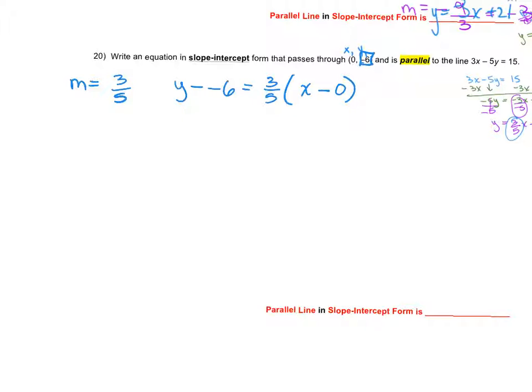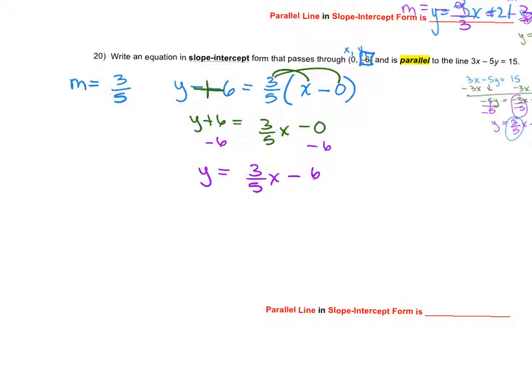Don't freak out about zeros. Remember, zeros are numbers too. Just work with them as normal. The double negatives become a positive. When I distribute that, I get y plus 6 is equal to 3/5 x plus 0, or minus 0. It doesn't really matter whether you write minus or positive. It's just minus 0. Now I'm going to subtract 6 on both sides, and I get y equals 3/5 x minus 6. That is the equation of the new line.